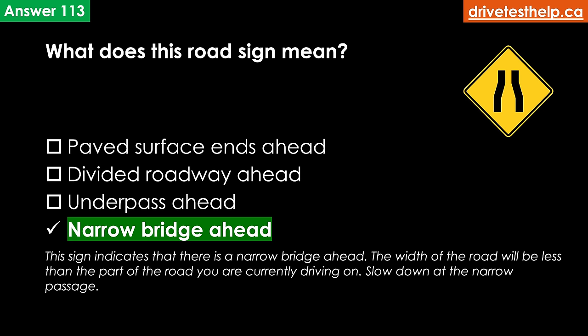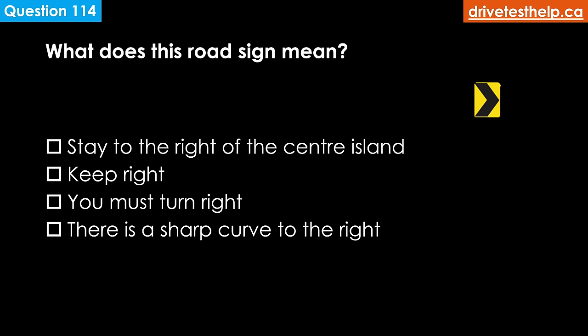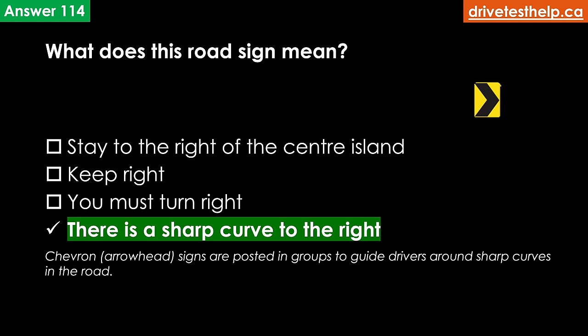What does this road sign mean? Stay to the right of the center island. Keep right. You must turn right. There is a sharp curve to the right. Correct answer, there is a sharp curve to the right. Chevron or arrowhead signs are posted in groups to guide drivers around sharp curves in the road.